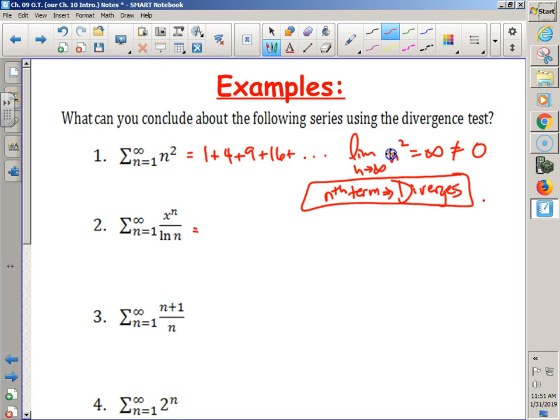You could plug in if you really want to. You'd have x over ln of 1, and then you'd have x squared over ln 2. You'd have x cubed over, why is it ln of 3? Shouldn't it be numbers? Oh, never mind. What's the limit as n goes to infinity for any x? Yeah, infinity over infinity, that makes sense, right? What does that mean?